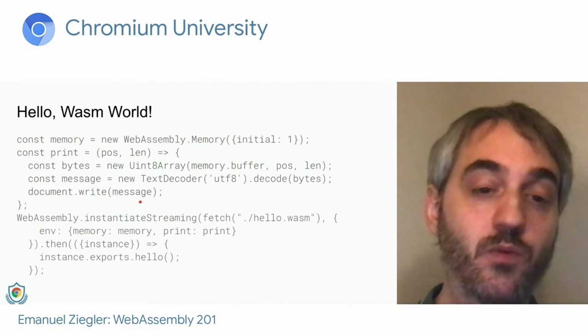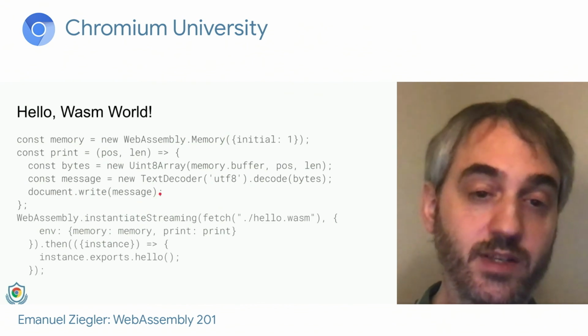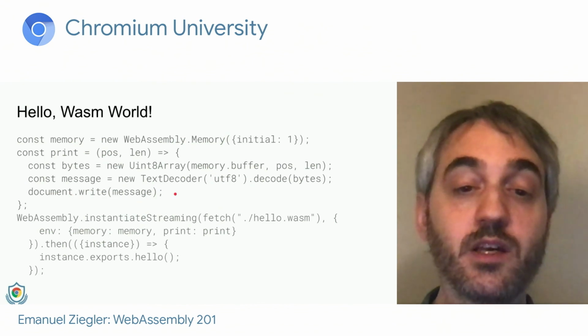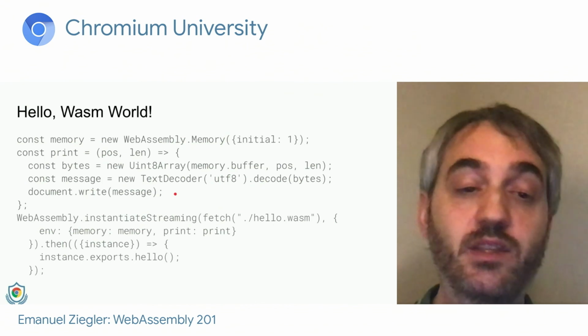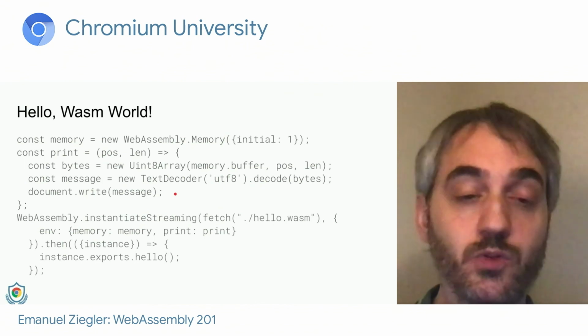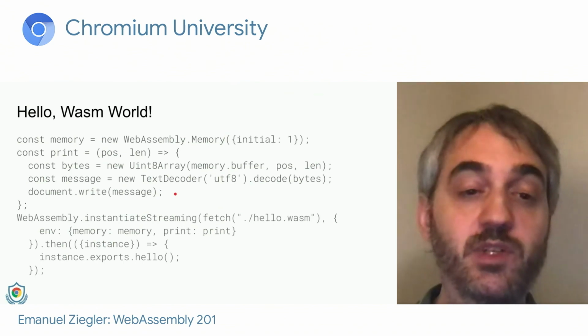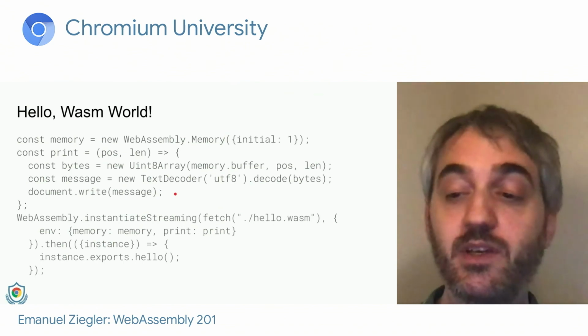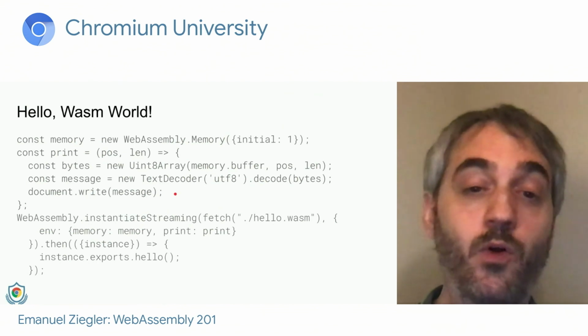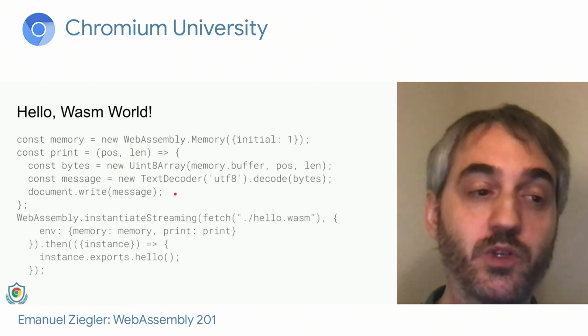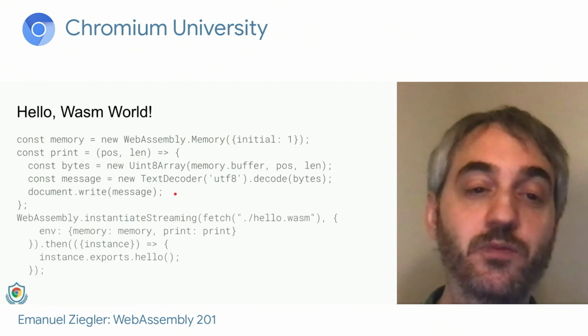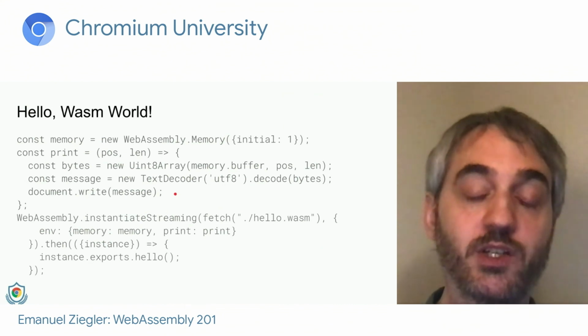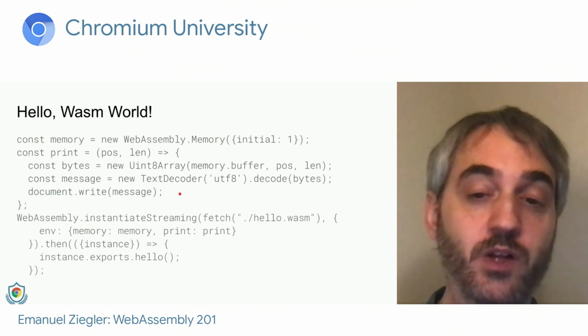In this case, we are writing out to the document directly. But of course, you could add this to the DOM. You could write this to the console, whatever you would like to do. This shows a limitation that we have in WebAssembly, which is that WebAssembly, while it has all the possibilities to do computations, doesn't really have an interface to the outside world. So very often we actually need to work with JavaScript functions to mimic that.